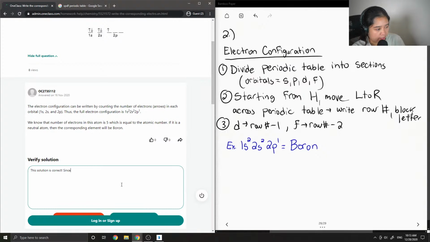I'm just going to add, since the number of electrons in this neutral atom is 5, then 5 is equal to the number of protons. Therefore, the answer is boron.